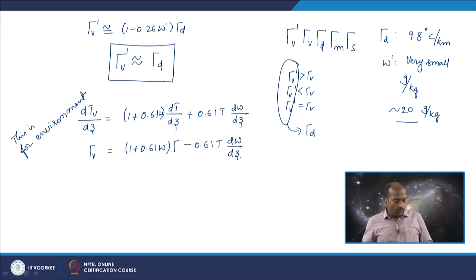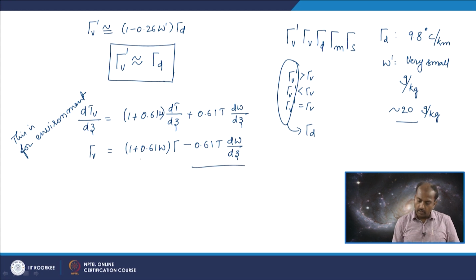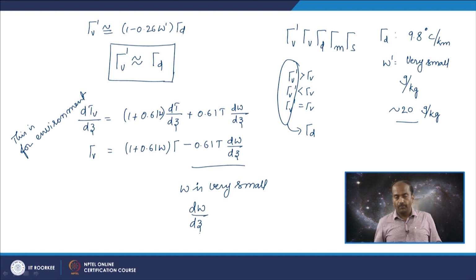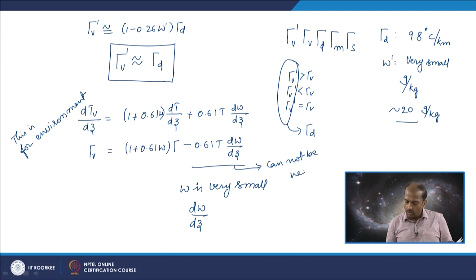Right. So, we cannot simply ignore this term and write gamma v as gamma, because it is not possible. See, W is very small, of course, but dW by dz need not be small, right. W as a number is small, but the rate at which it is changing with respect to height need not be so small. What does it mean? This term on the right hand side cannot be neglected, right. So, where does it leave you?